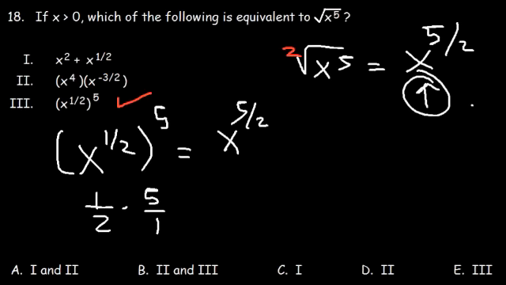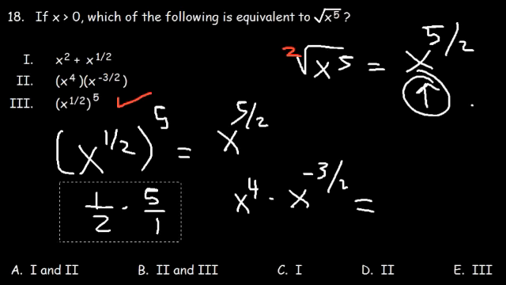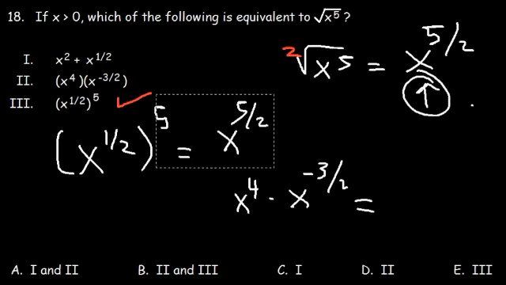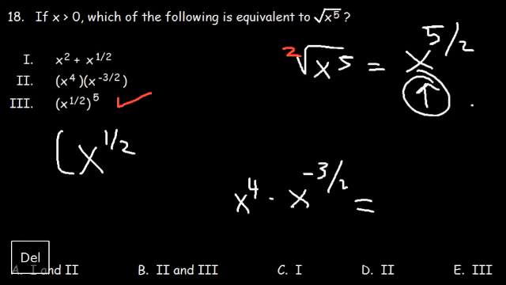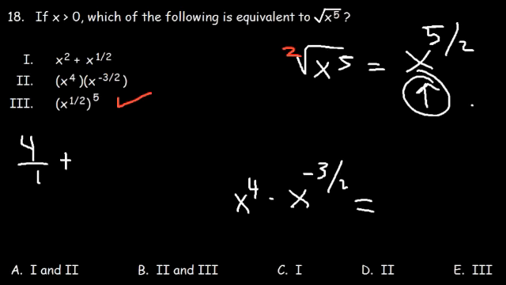Now let's look at number 2. x to the 4th power times x to the negative 3 over 2. When we multiply common bases, we need to add the exponents. So therefore, we need to add 4 and negative 3 over 2.